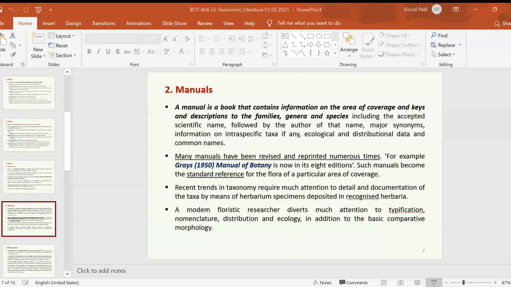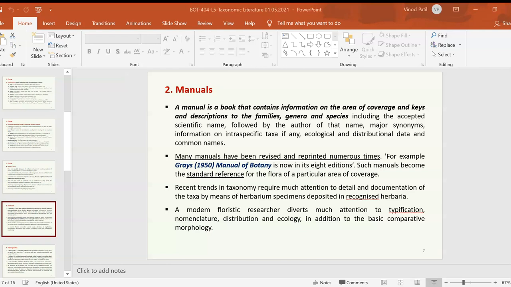The second tool of the taxonomy is manual. So manual is a book again that contains information on the area of coverage, that is geographical area, and keys and description to the families, genera and species, which includes the accepted scientific name with the author citation authority followed by the author of that name, major synonyms, information on intraspecific taxa, if any, ecological and distributional data, and common names.